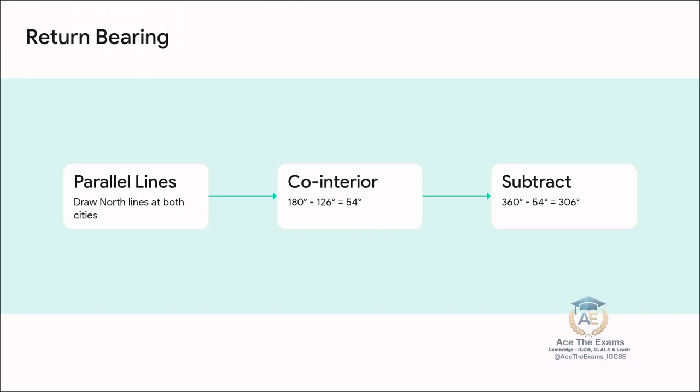But remember the golden rule. Bearings must be measured clockwise from north. That 54 degrees is counterclockwise. So for step 3, we simply subtract that 54-degree interior angle from a full 360-degree circle to find the massive outside angle. Now, before we reveal that final number, listen closely.